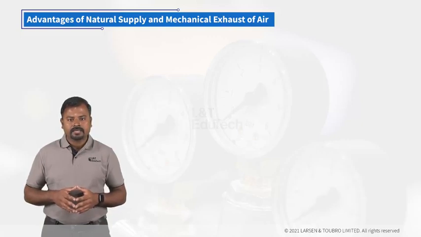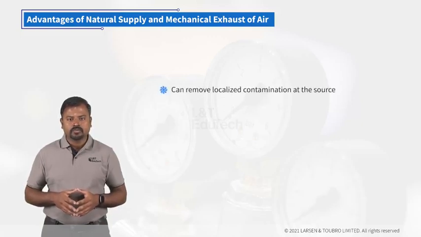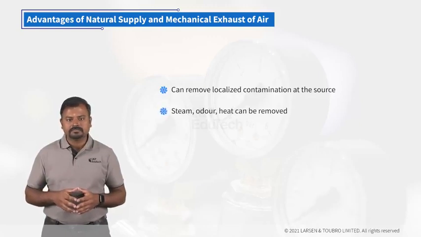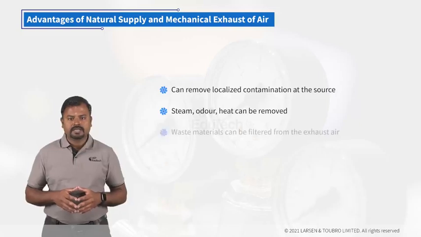By providing a ducted exhaust system, we can remove localized contamination at the source. Steam, odor and heat can be removed at the source using this method. In kitchen exhaust applications, since a large number of airborne particles, grease, products of combustion, fumes, smoke are generated, these cannot be released directly to the atmosphere. Hence, we need to have some scrubbers to filter the exhaust air before discharging into the atmosphere.